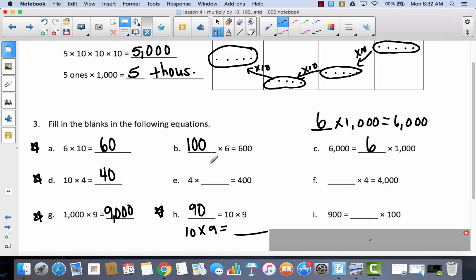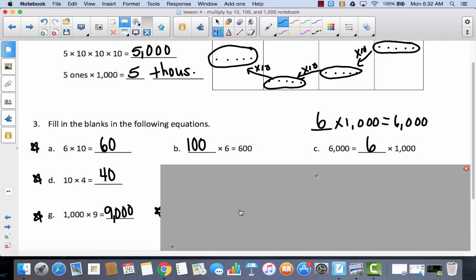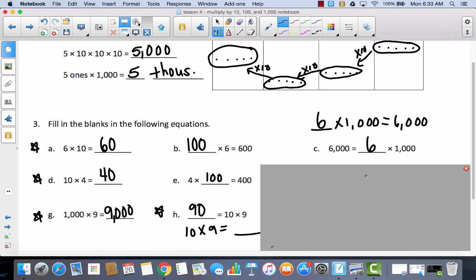I want you to try to do E, F, and I all by yourself, and let's see if we get the same answers. Okay, so let's take a look at E, and we had 4 times something equals 400. Well, I knew that I had to multiply 4 times 100 if I was going to end up with 400s.